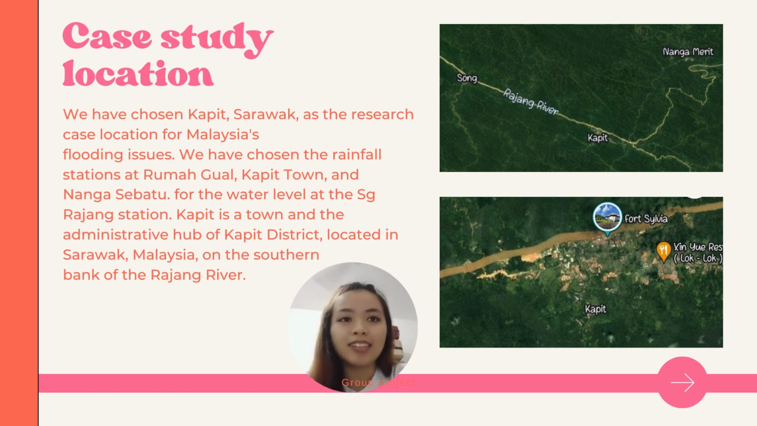For the case study location, we chose Kapit, Sarawak as the research case location for Malaysia's flooding issue. We have chosen the rainfall stations at Rumah Gual Kapitan and Nanga Sebatu, and the water level at the Sungai Rajang station. Kapit is a town and the administrative hub of Kapit district, situated in Sarawak, Malaysia, on the southern bank of the Rajang River. So here it is, the location for our case study.